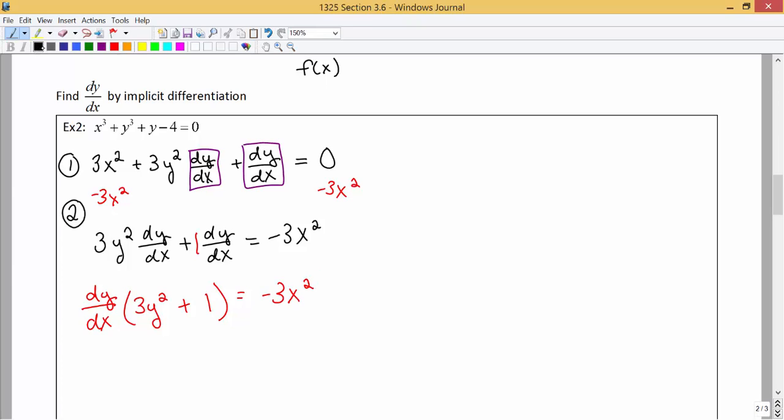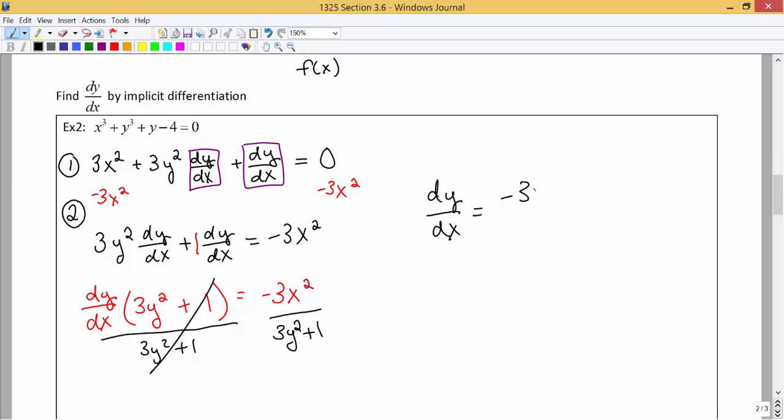And then the last thing that we want to do, since we only have one dy dx now on the left hand side, we want to divide by 3y squared plus 1. We want to get rid of anything that is not dy dx. And we want to do the same thing to both sides of the equation. So now this cancels and we're left with dy dx is equal to negative 3x squared divided by 3y squared plus 1.